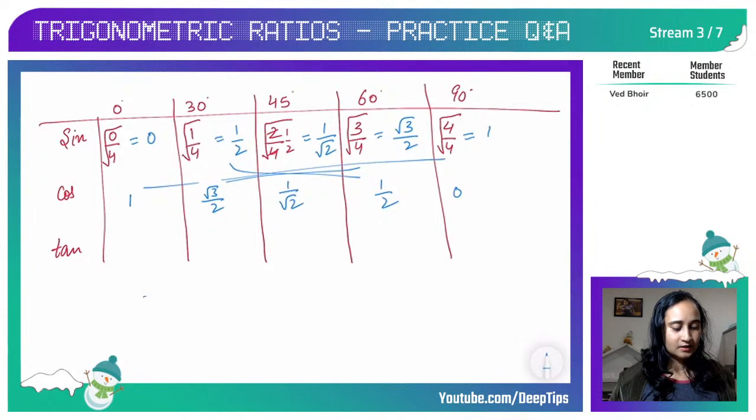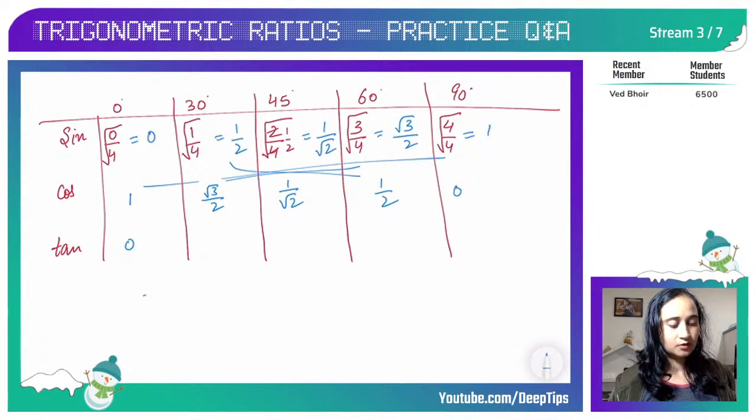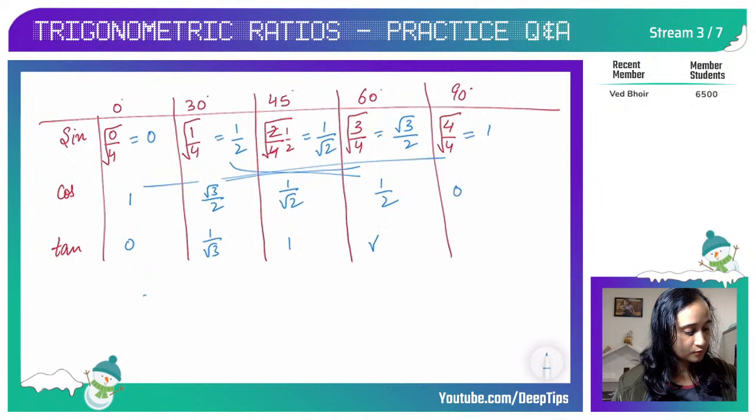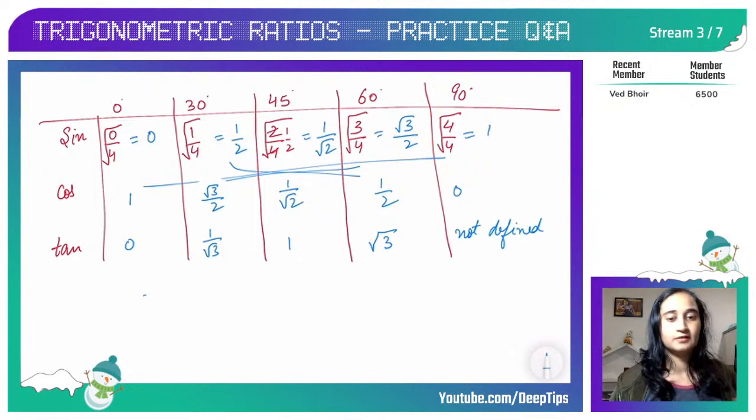And for tan, we know tan is sine upon cos. So 0 upon 1 gives me 0, and 1 by 2 upon root 3 by 2 gives me 1 by root 3. 1 by root 2 upon 1 by root 2 gives me 1, and dividing root 3 by 2 upon 1 by 2 gives me root 3, and this is 1 by 0 is not defined. So this is how we calculate.